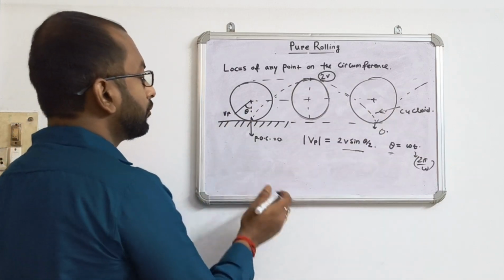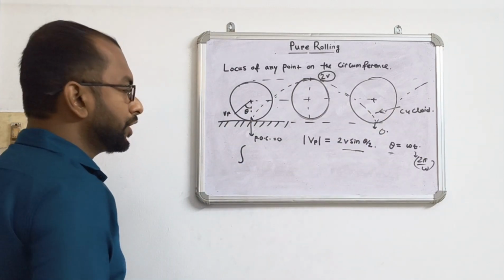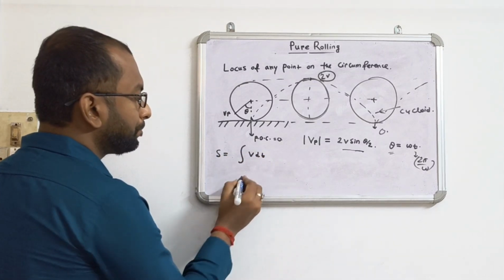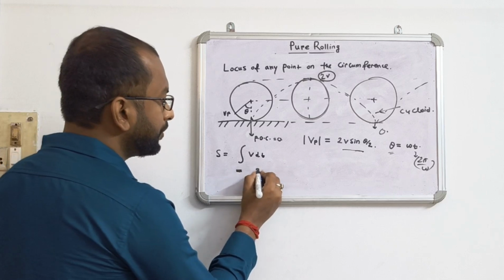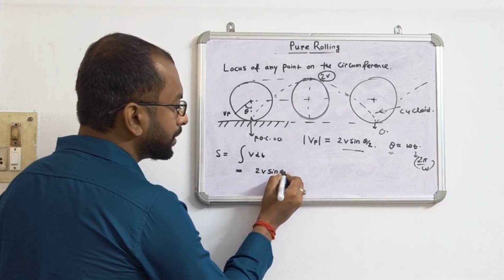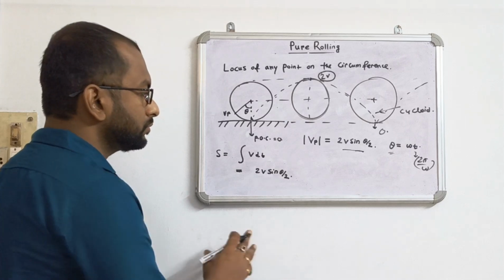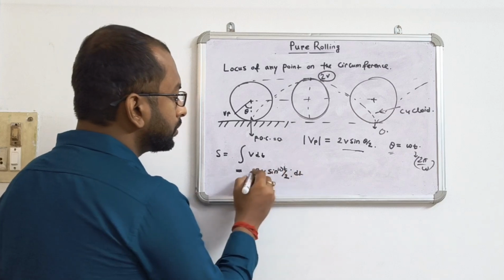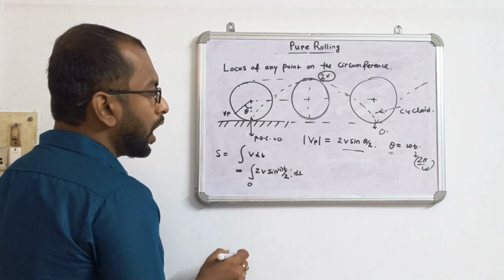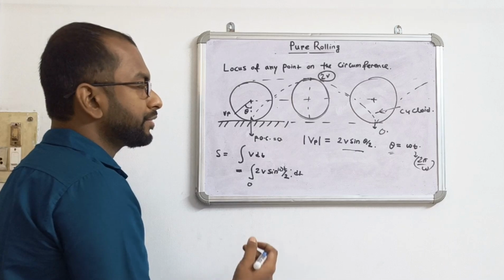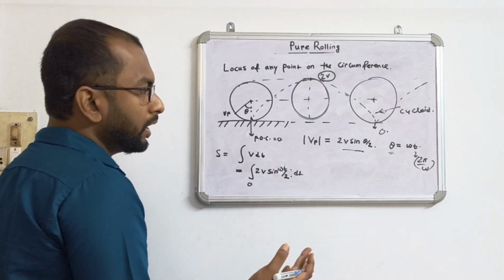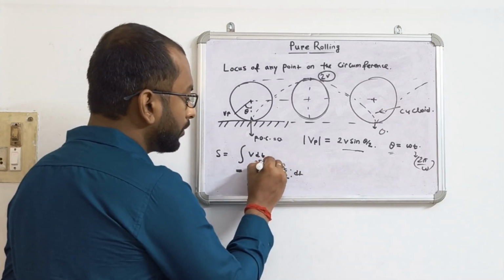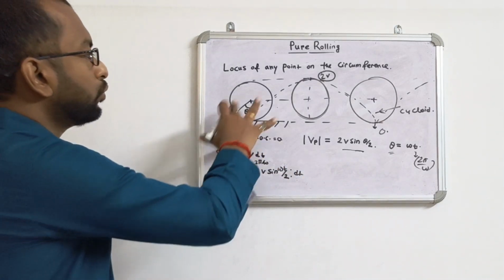So what will be the net distance covered? For a variable velocity, you know the distance covered, or s, is the integration of v dt. We'll put the value of v. What is the value of v? We got 2v sine theta by 2. Theta we will put as omega into t, and dt. So from 0, how much time will it take to complete one rotation? 2 pi by omega, because it is one rotation, it is covering 2 pi angle. So to cover 2 pi angle, it will take 2 pi by omega time. So 2 pi by omega we will put, that is the distance it will cover in one rotation.